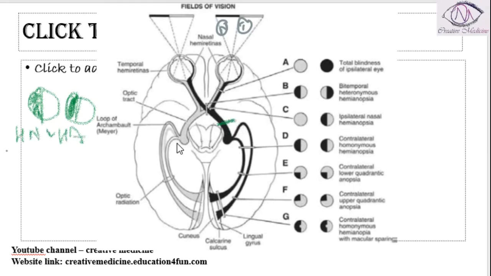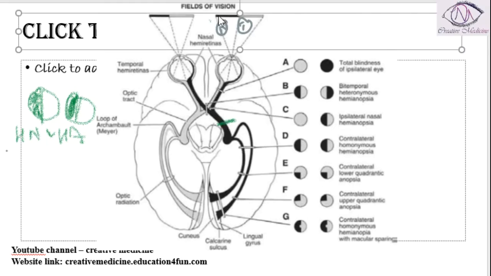Then we have a lesion at the lateral geniculate body. Then you see contralateral homonymous hemianopia, because here too there is loss of the nasal part of the contralateral retina, whereas in the ipsilateral eye the temporal part is lost. So obviously the ipsilateral nasal field and contralateral temporal field are lost, causing contralateral homonymous hemianopia.